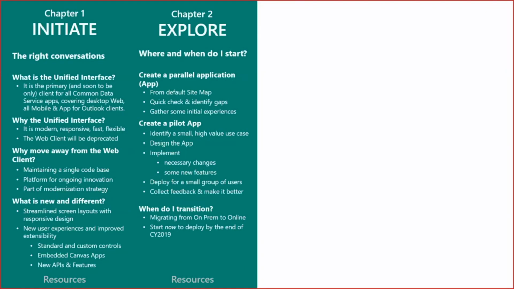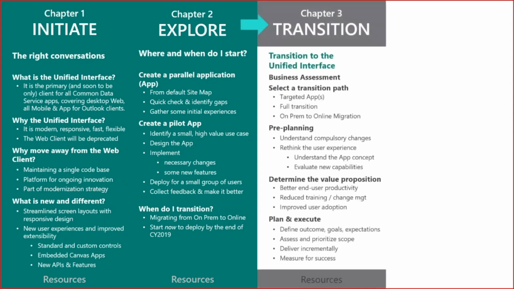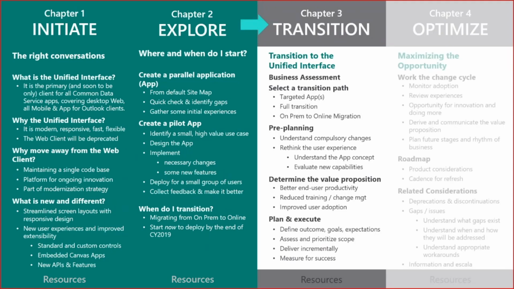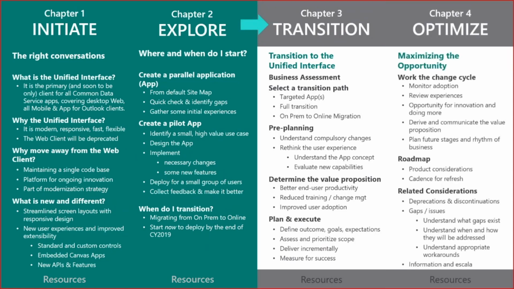This is chapter 2, the second chapter of our unified interface playbook. There will also be two other chapters: chapter 3, which is on 19th of August at the same time as this one, and chapter 4, one week later, on 26th of August. In chapter 3, we will talk a little deeper about transition paths and planning. And in chapter 4, we will talk about how you can maximize this opportunity.